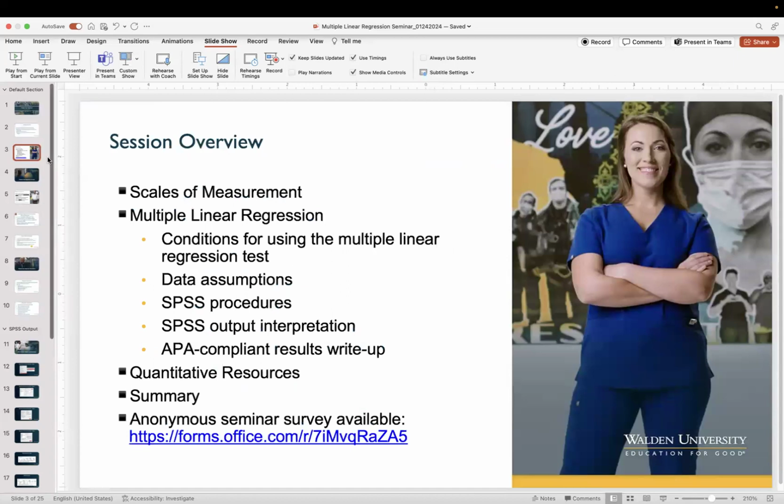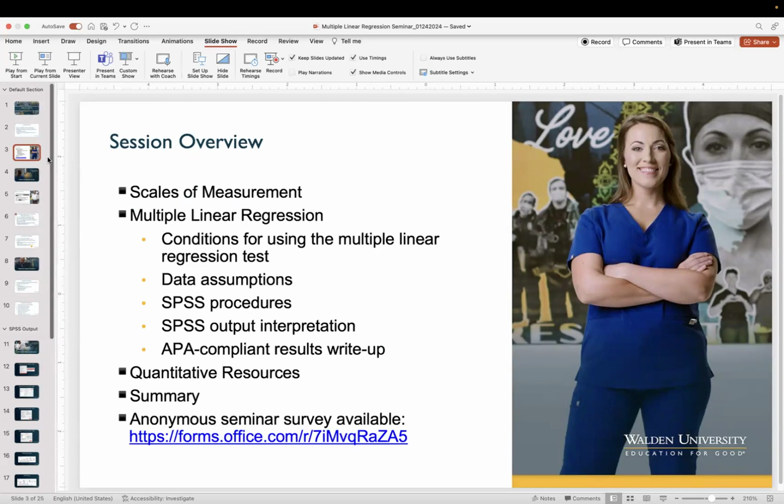So how will we get to those objectives? First of all, I'm going to review the scales of measurement. When you got the invitation, you saw that it mentioned that there would be a review of the scales of measurement, because that's so vital and so important to understand any statistical analysis. As a matter of fact, I personally think this is one of the most important concepts to understand in statistics, specifically statistical analysis. And you'll see why I think so. And then we'll get right into multiple linear regression.